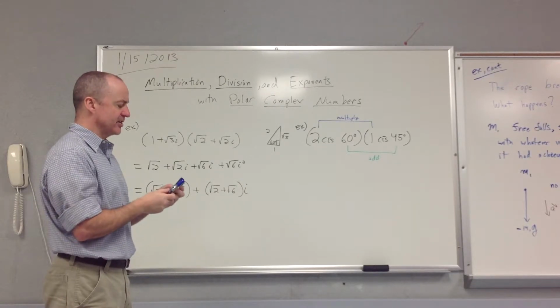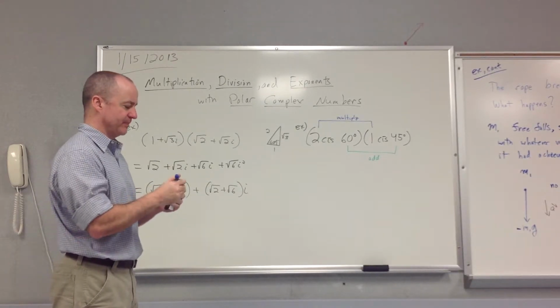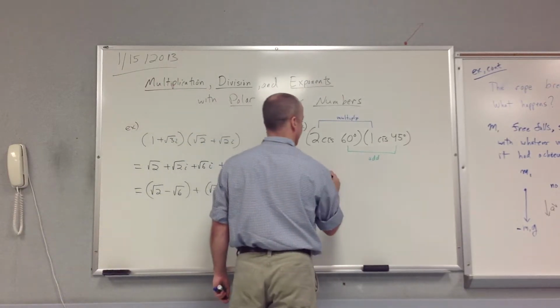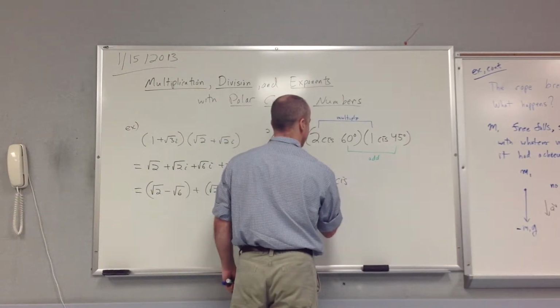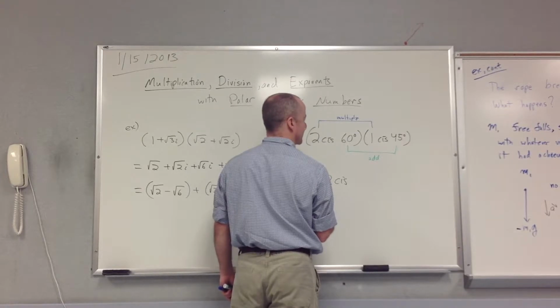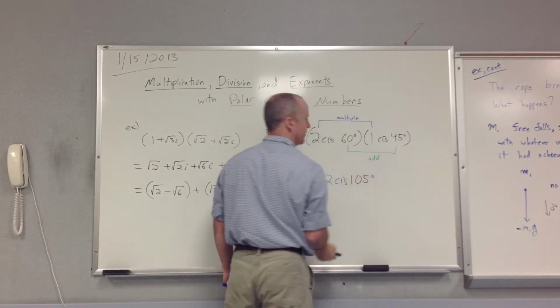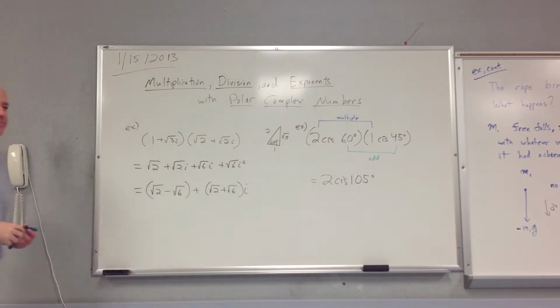You multiply the magnitudes, but you add the angles. The magnitudes, what's 2 times 1? 2. The angles, what is 60 plus 45? Boom, I'm done. Which was easier? Polar, definitely, people are pointing.